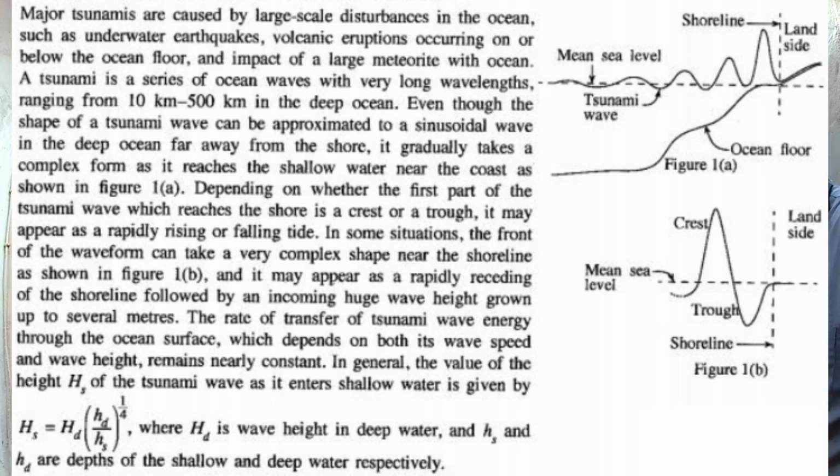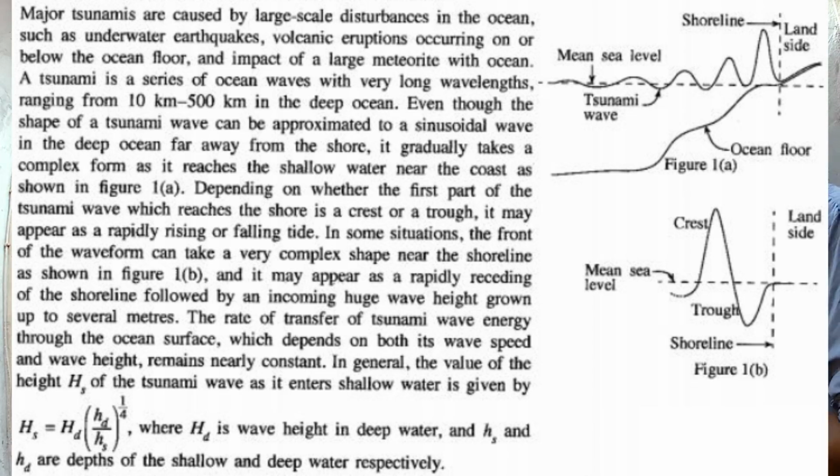Major tsunami. Tsunamis are caused by large scale disturbances in the ocean, such as underwater earthquakes, volcanic eruptions occurring on or below the ocean floor, and impact of a large meteorite with the ocean. A tsunami is a series of ocean waves with very long wavelengths, ranging from 10 kilometers to 500 kilometers in deep ocean.